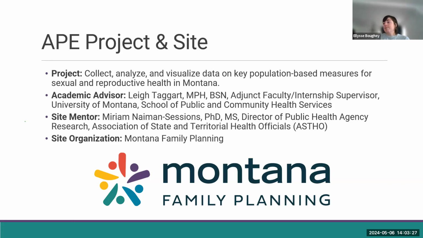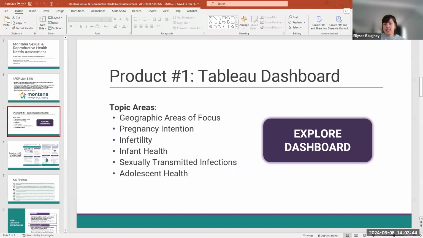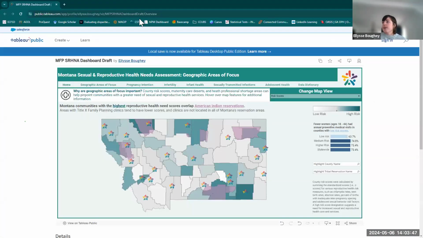And so this project did go through the UM's IRB process, and that board did deem this project as not human subjects research. So my first product is the Tableau dashboard, and I'm going to hop out of my slides here to give you a preview. So Tableau, if you haven't worked in it before, it's a very powerful data visualization software. And so we used it to visualize these 6 different focused areas for sexual and reproductive health.